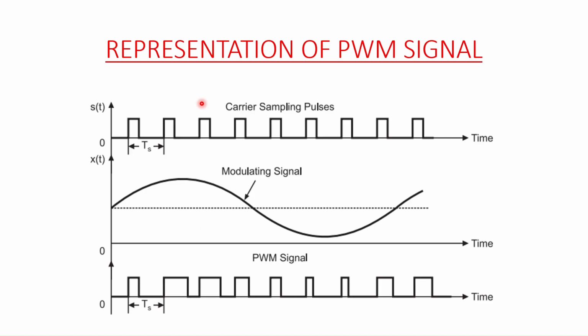The next type of pulse modulation is PWM. Here we can see that the width of the pulses is varied. This pulse is of large width compared to this pulse where the width of the pulse is small, because here the amplitude of the message signal is small and here the amplitude of the message signal is large. So in PWM the width of the pulses is varied according to the modulating signal or the information signal.